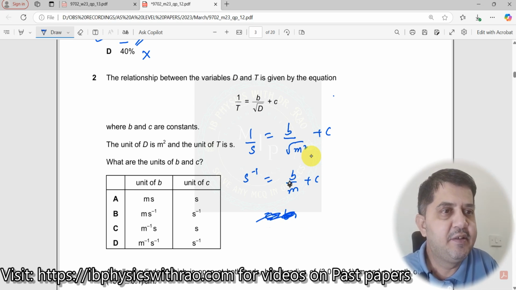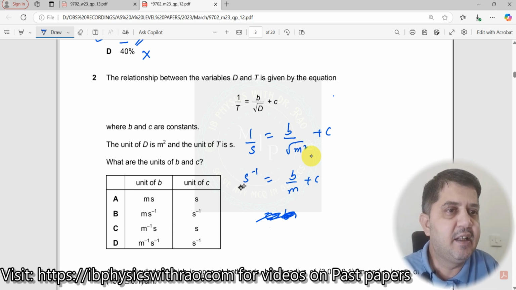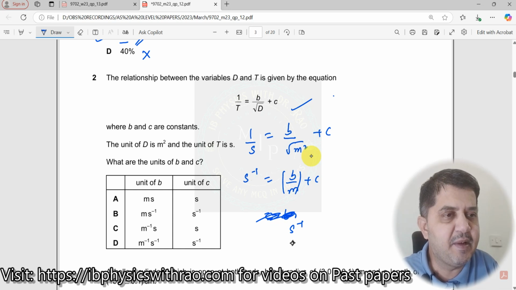We know from dimensional analysis that both the sides should have the same unit, and every term here should have the same unit as that on the left hand side. Only then this equation is valid. So if this term should also have per second, then b should have the unit meter per second.